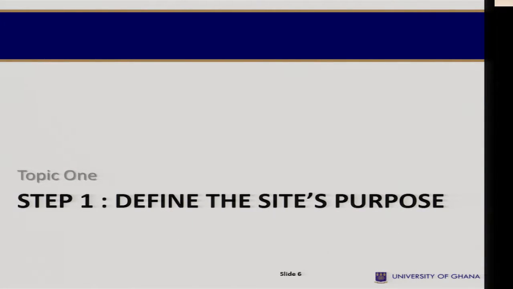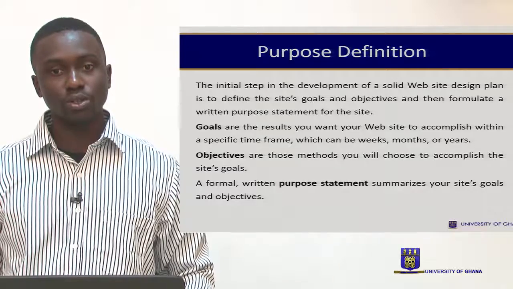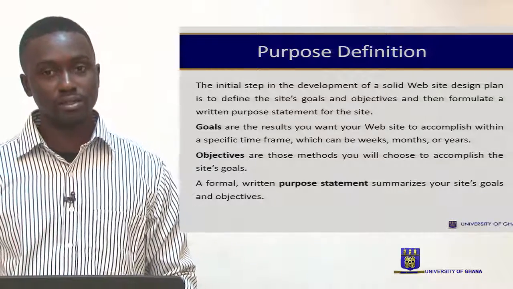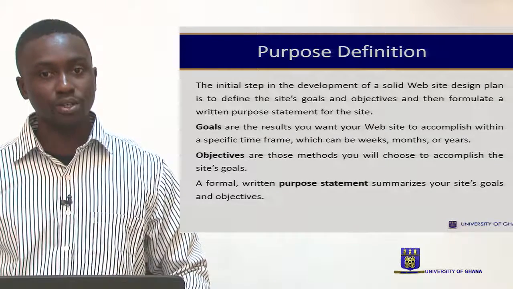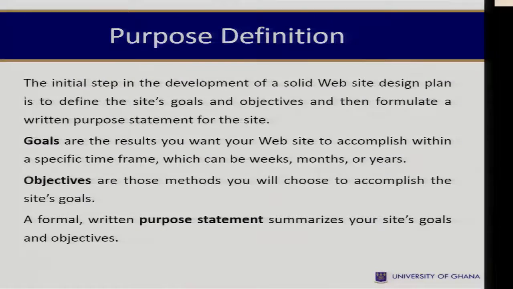Step 1, we define the site's purpose. So the initial step in the development of a solid website is to define the site's goals and objectives, and then to formulate the written purpose statement for your site. Goals are the results you want your website to accomplish within a specific time frame, which can be weeks, months, or days. Objectives are those methods that you will choose to accomplish these goals that you have set. A formal written purpose statement summarizes the site's goals and objectives.